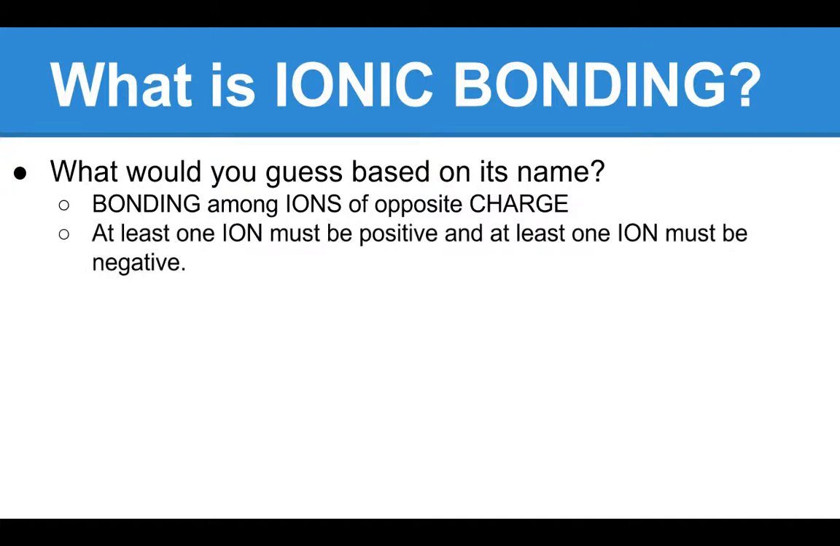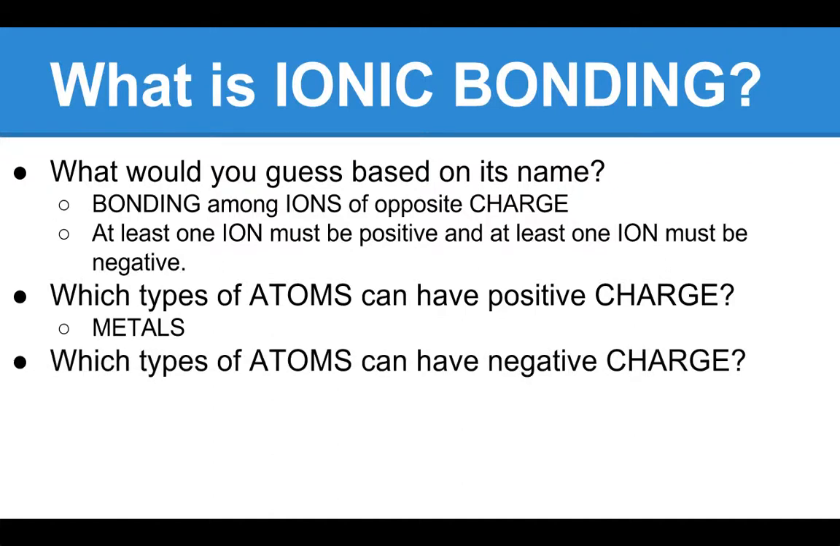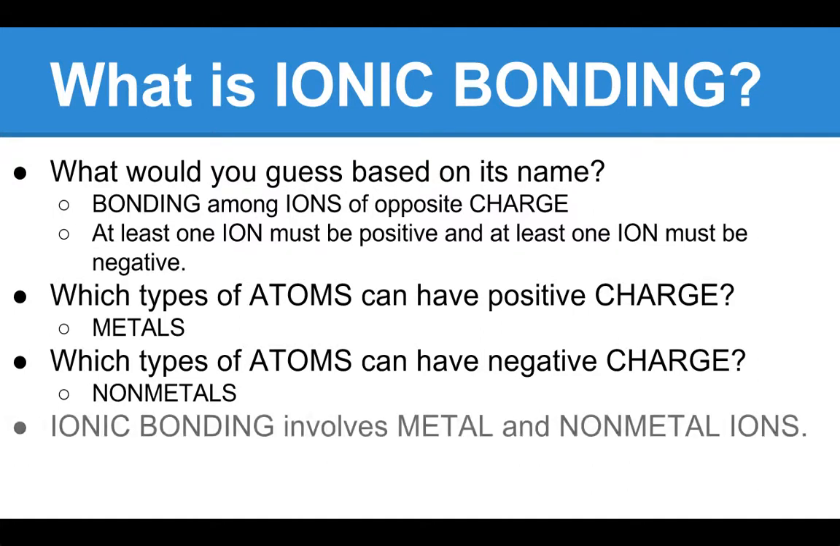At least one ion must be positive and at least one ion must be negative in order for it to happen. Now, which types of atoms can have a positive charge? If you remember from the last video and the previous unit, metals form cations, which is a positive ion. So we have metals, and the negative charge is going to be the nonmetals, and it's going to form anions. So ionic bonding involves metal and nonmetal ions. You have to have metal and nonmetal ions to have an ionic bond.